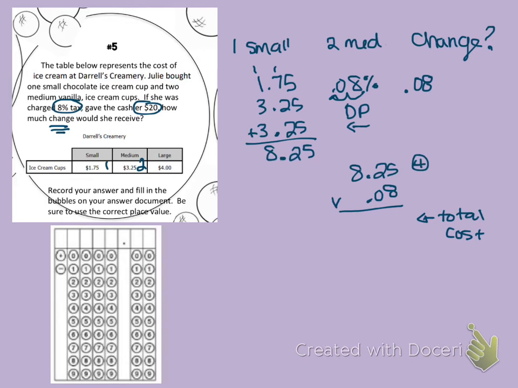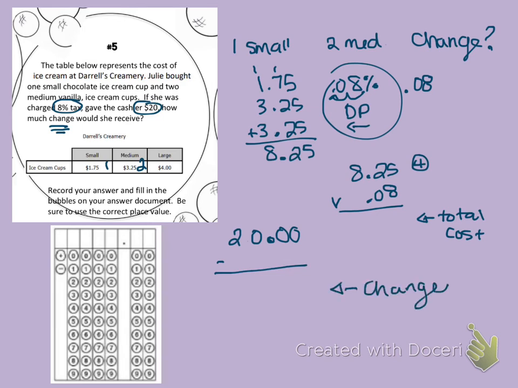So we converted our percent to a decimal. We set up our multiplication to find our total cost. And then once we have a total cost, I paid with a $20 bill. So then I got to take our total cost and subtract it, and that's going to give you your change. Okay.